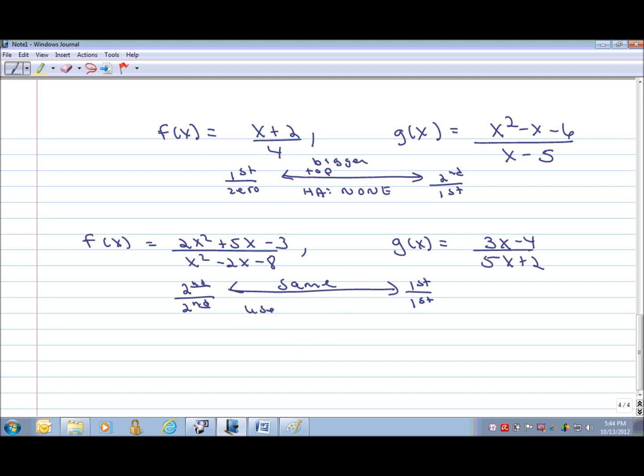If the tops are the same, we're going to have to go to the coefficients, the leading coefficients, to determine our horizontal asymptote. So we're going to use the lead coefficients to determine our horizontal asymptote. All right, so in this case, this would be 2 over 1 or 2. And in this case, this would be 3 over 5 or 3/5. So our horizontal asymptote in this case would be y equals 2. And in this case, this would be y equals 3/5.